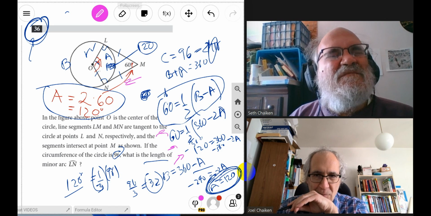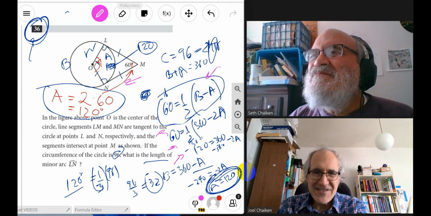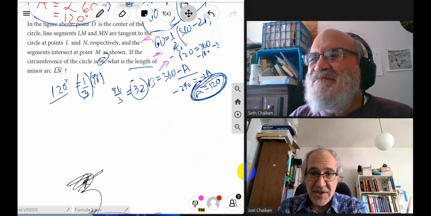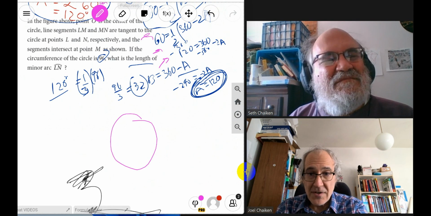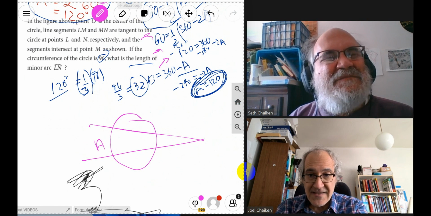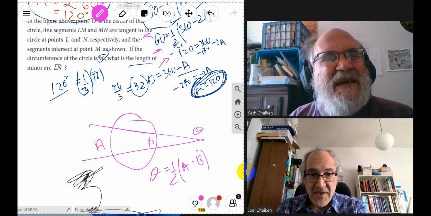But really, it's a consequence of this theorem. My attitude is that it's nice knowing this, but it's more powerful to remember the theorem that if you have a circle and two secants, and this is A and this is B, and this is angle theta, then theta is equal to 1/2 (A minus B). Oh, yeah. Okay, it's a cool theorem.